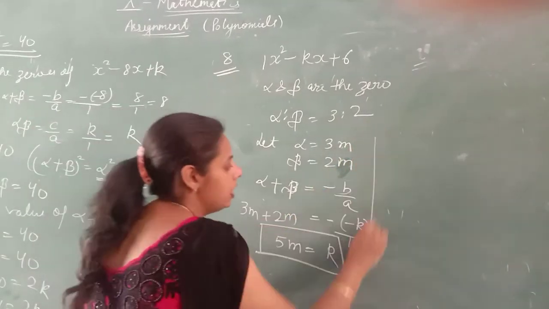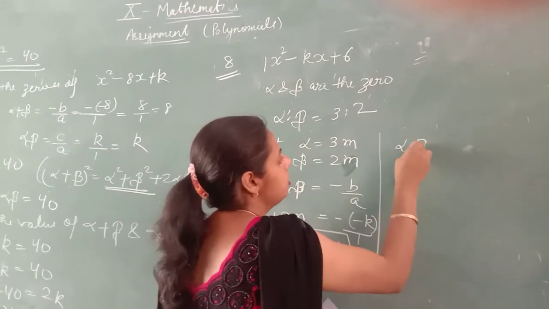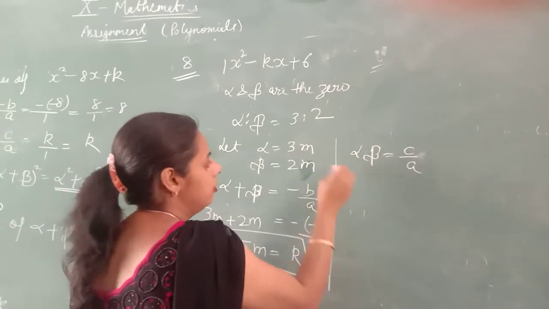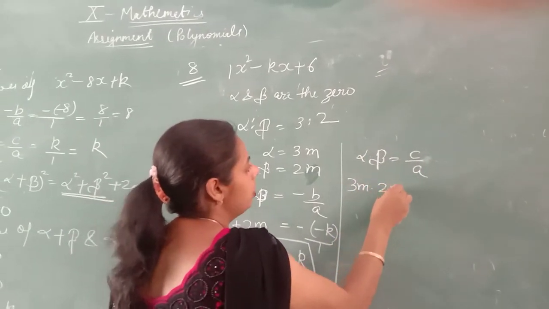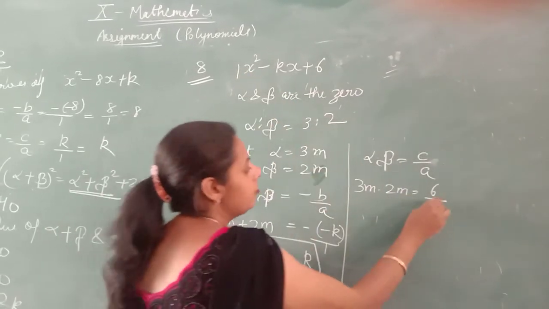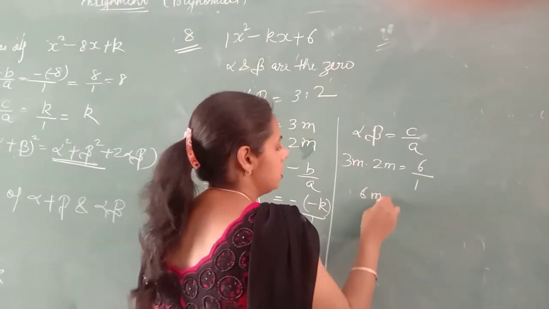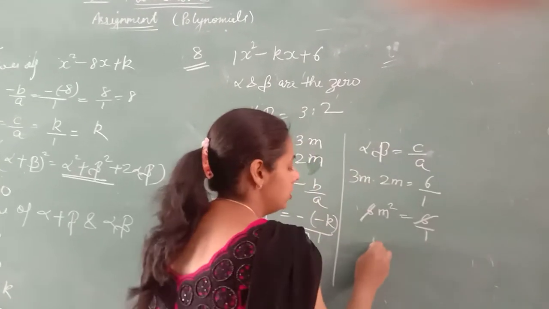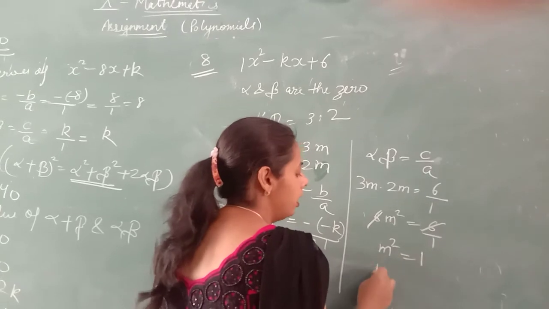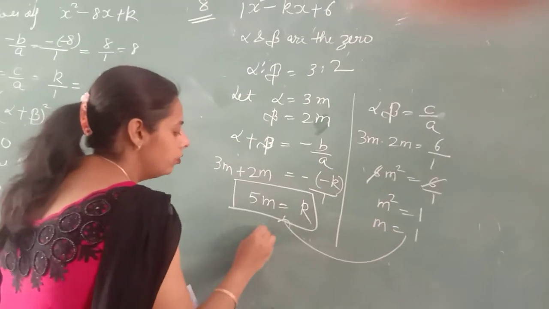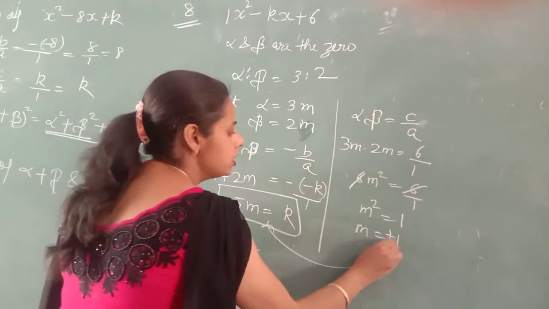In the same way, you know that the product of zeros is equal to c by a. Alpha is 3m and beta is 2m, the value of c is 6, and the value of a is 1. It means 6m square is equal to 6. 6 will be cancelled. It means the value of m square is 1 and the value of m will be plus minus 1. Put this value here, and you will get the value of k.